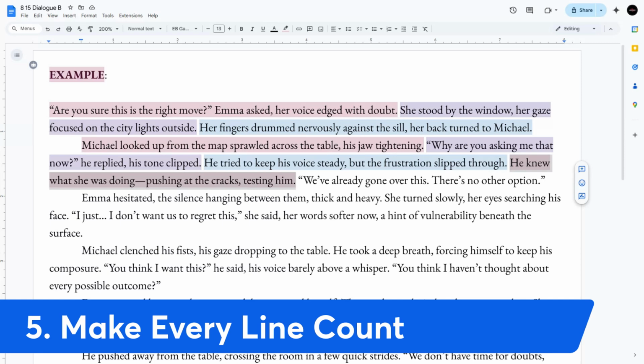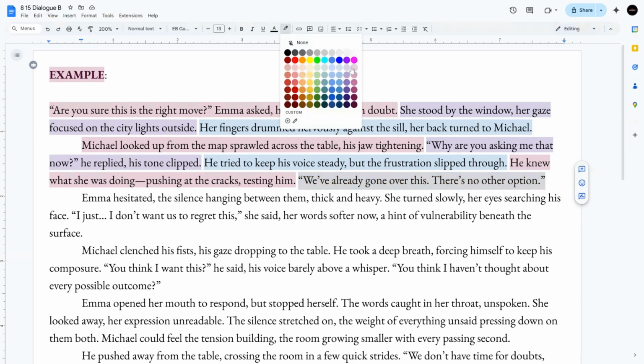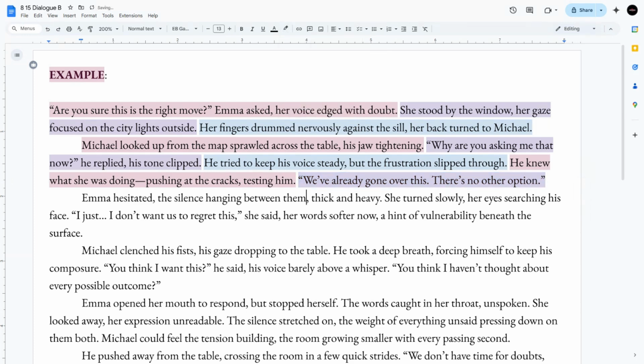Now we've already gone over this. There's no other option. So this continues to build the stakes, by the way, because it is allowing the stakes to be somewhat subtle. Now, as it goes through, you're going to learn more and more. But in reality, the real narrative movement is the relationship.